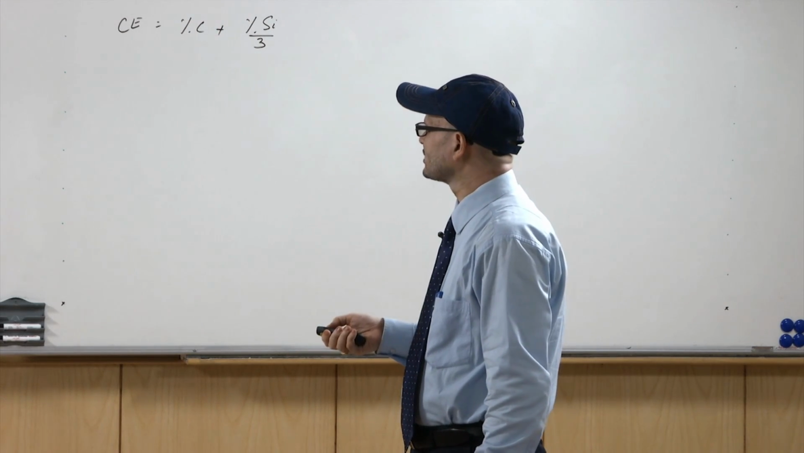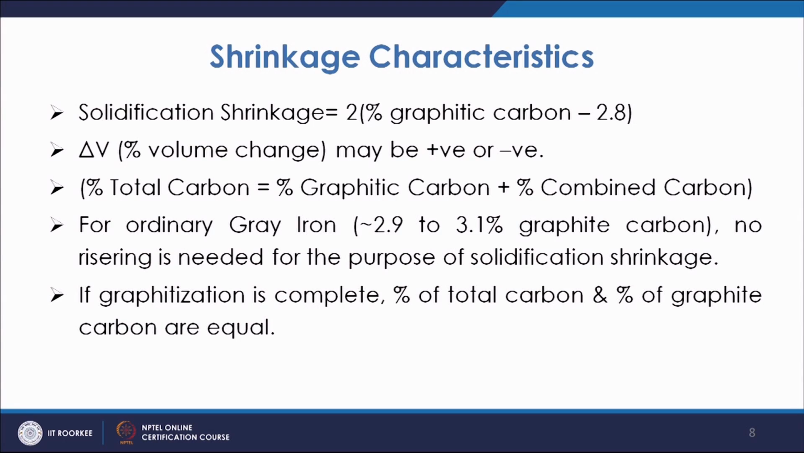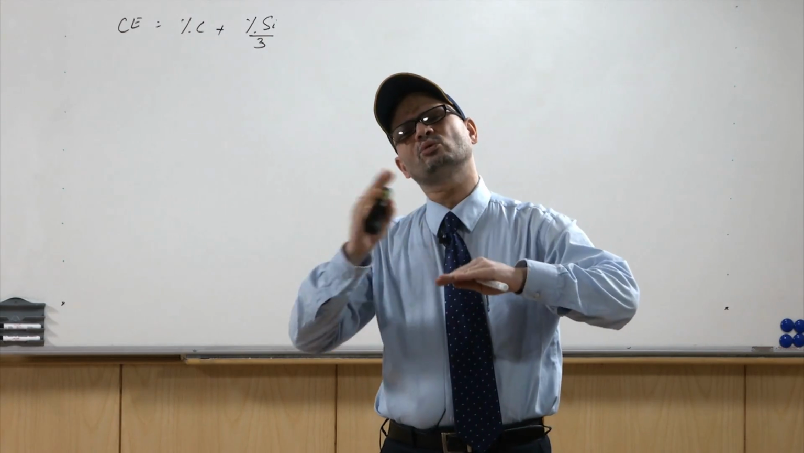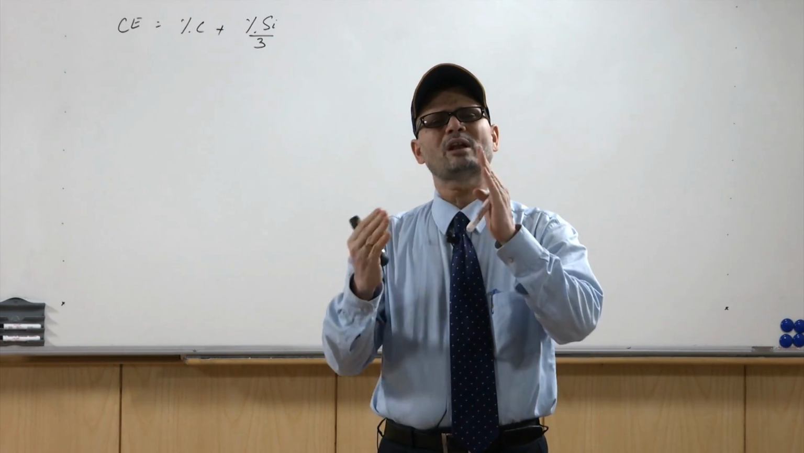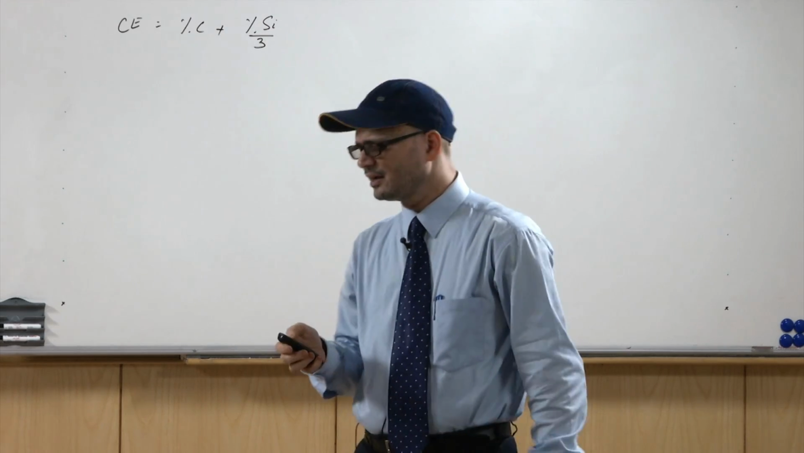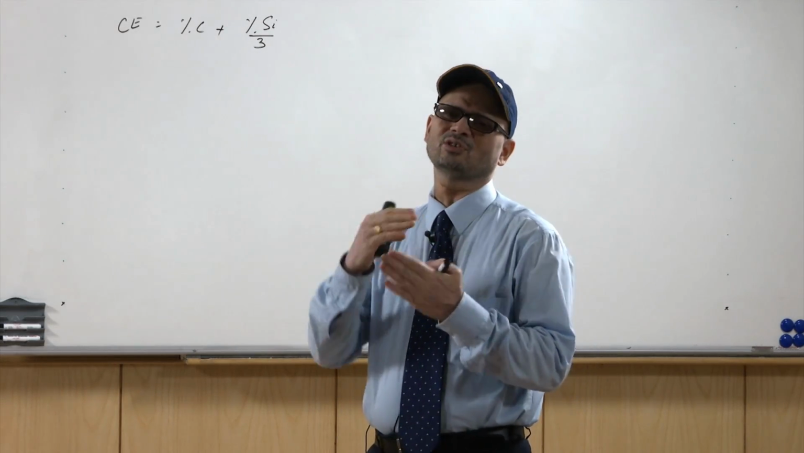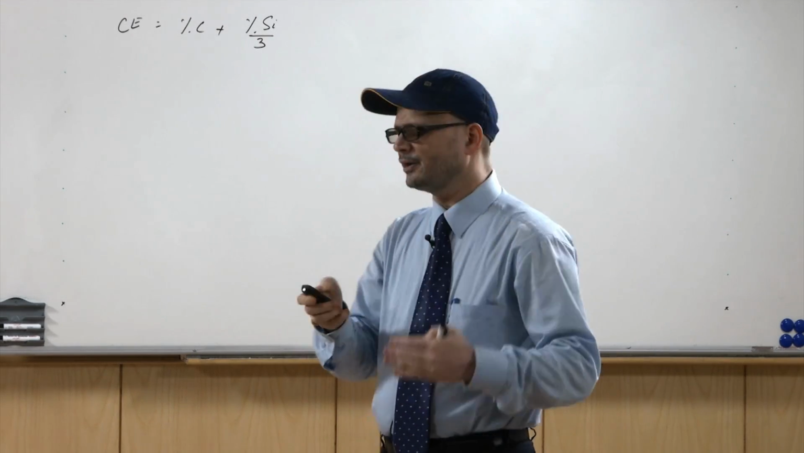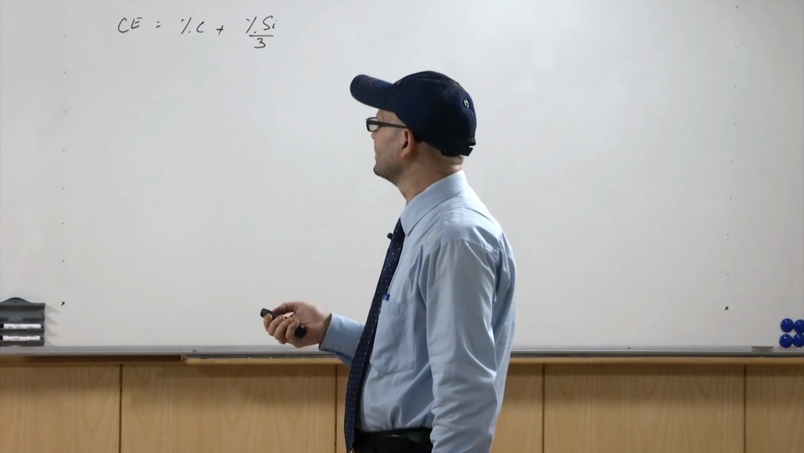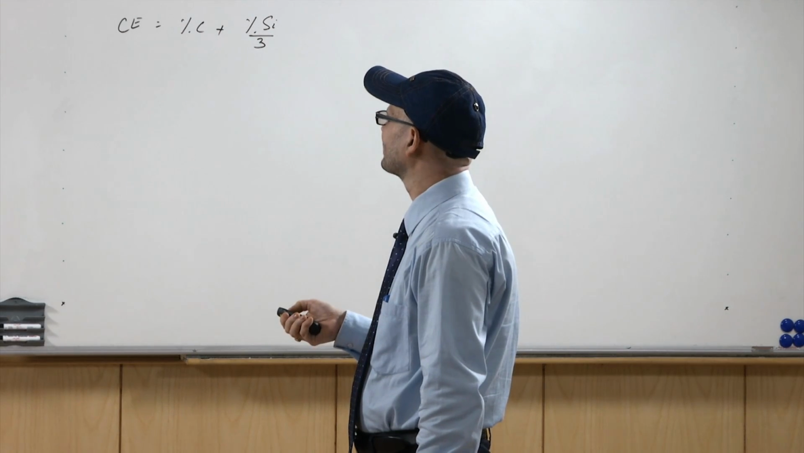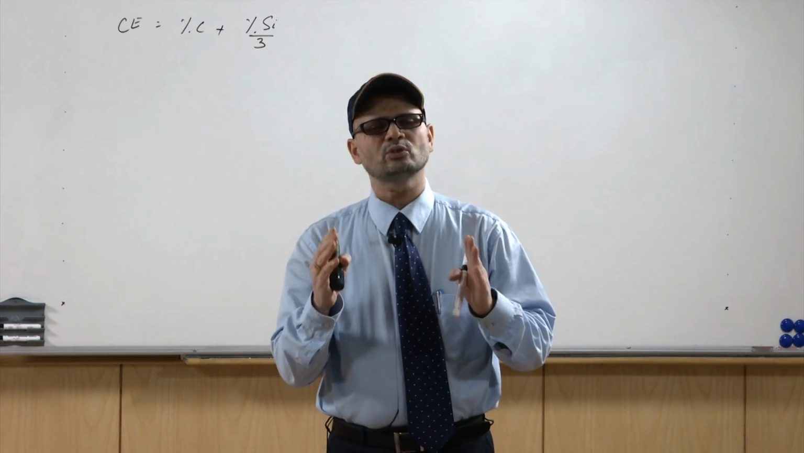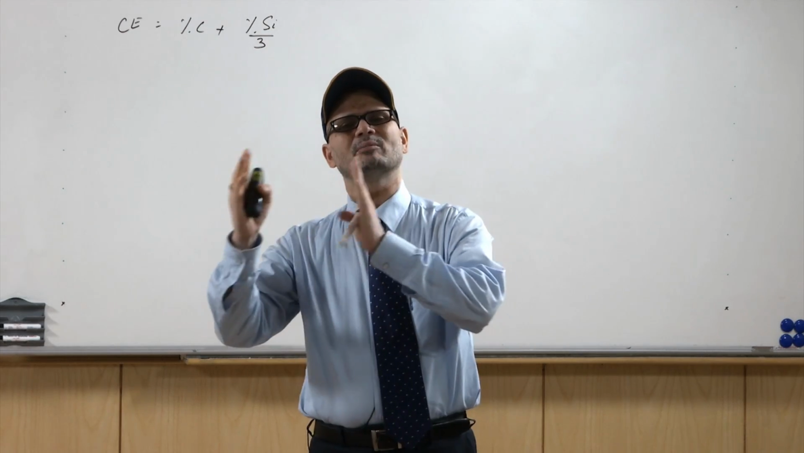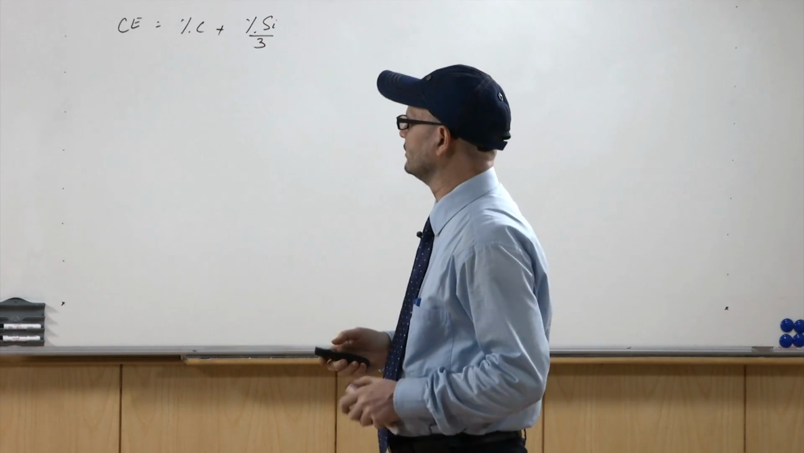If graphitization is complete, the percentage of total carbon and the percentage of graphitic carbon are certainly equal, because if the total carbon is changing to graphite, it means the complete total carbon is nothing but graphitic carbon. On the other hand, if there is no graphitization at all, the percentage of total carbon is the combined carbon. So, no graphitization has occurred, which means the percentage of graphitic carbon is 0, and total carbon is nothing but the combined carbon.